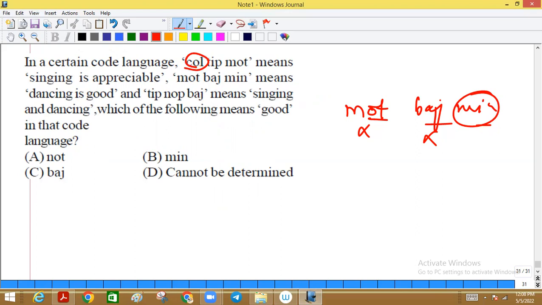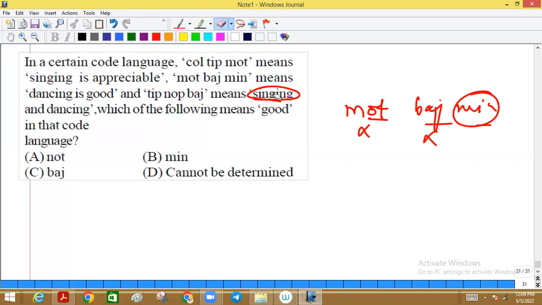COL is coding for what? Which word? Whether it is singing or is or appreciable. What is the answer? Appreciable. Why is it appreciable? Because COL is there in the second sentence? No. COL is in the third sentence? No. Similarly, singing is there in the second sentence? No. But it is there in the third sentence. Similarly, is there in the first sentence and is there in the second sentence. So there is only one word that is not there in the first and second sentence, appreciable. So obviously COL is appreciable.